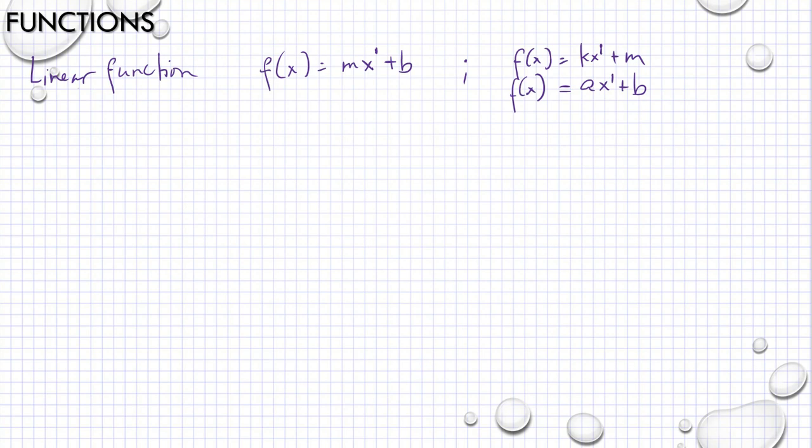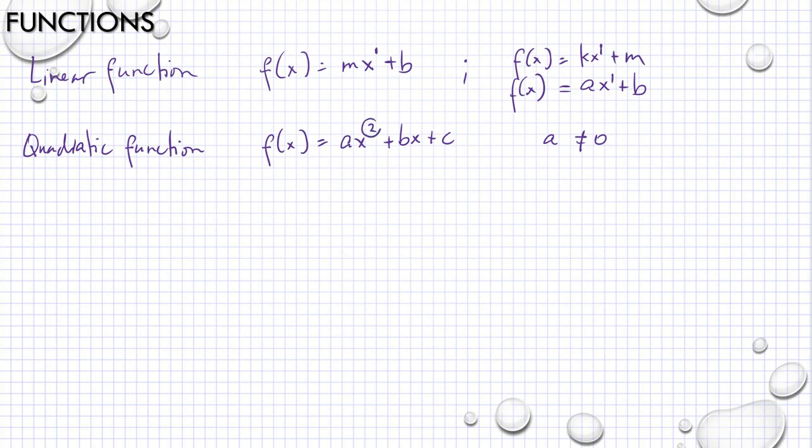And then the next is the quadratic function. It always looks like this: ax squared plus bx plus c, where a cannot be 0. As you can see here, the highest exponent that you have is 2. So you have a quadratic function.